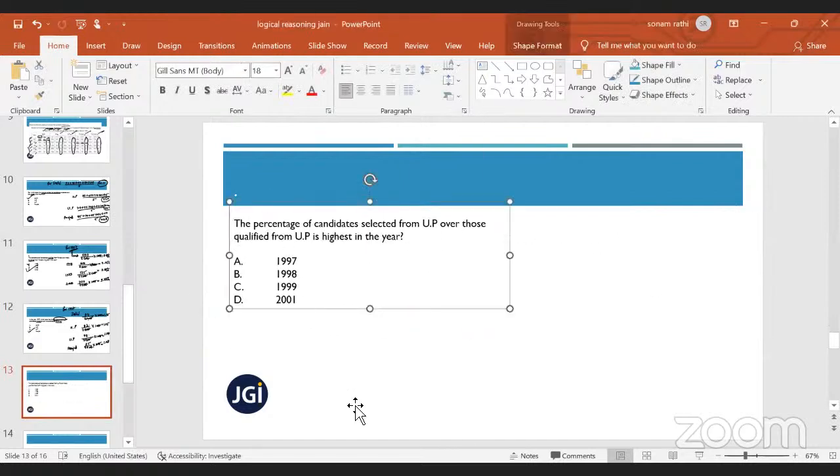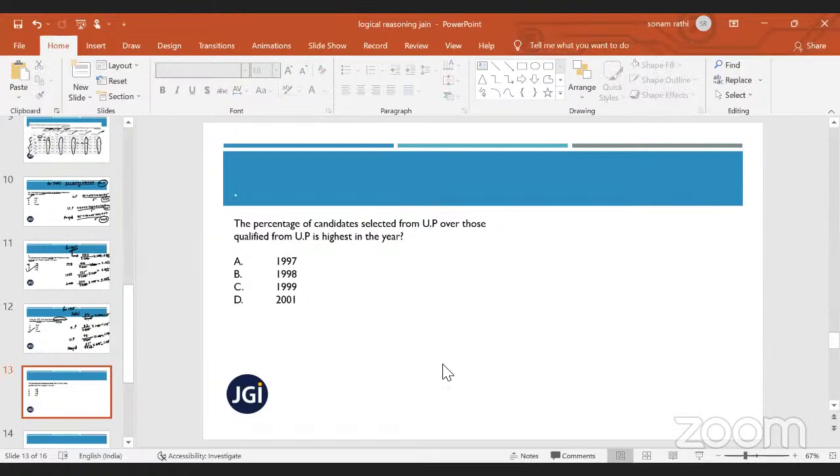Okay, let's read the question first carefully, then we will solve it. The percentage of candidates selected from UP over those qualified from UP is highest in which year? So for UP, we have to do the calculation. What we have to do? Selected upon qualified. For which years? For 1997, for 1998, for 1999, for 2001.